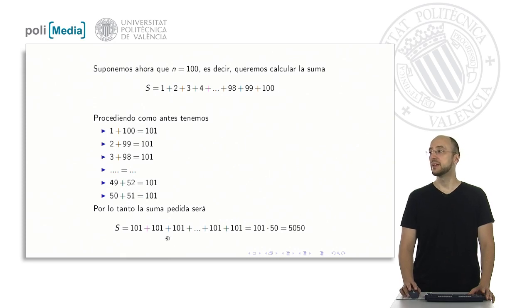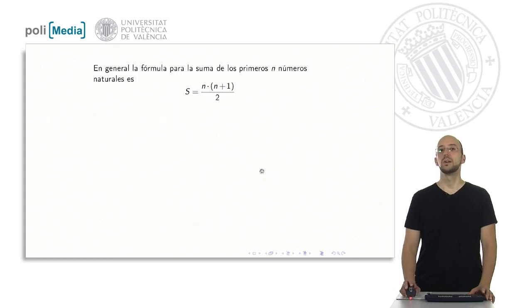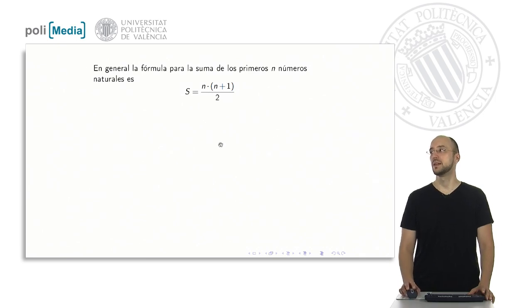So, is there a formula for this expression? Yes, there is. If we notice, here we have 101 and 50. In fact, 101 is the number n plus 1, and 50 is also very easy to deduce. It is the number n, 100, divided by 2. If we write the formula, you have it here on the screen. It is simply the last natural number that we want to add, n, times n plus 1, divided by 2.